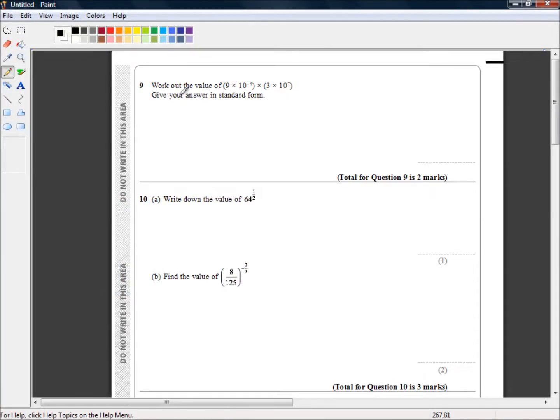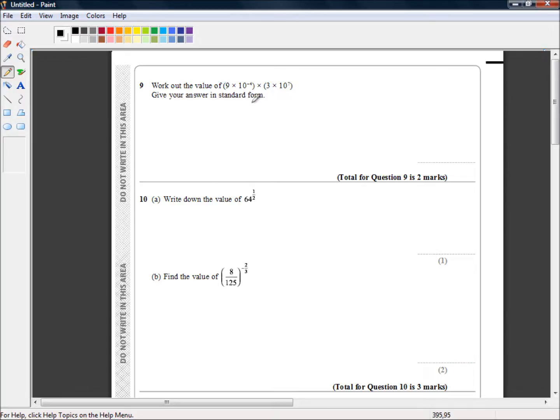These are the ones that go from grades 9 through to grade 1. This is paper 1 MA1/1H. It's the first paper in the higher tier. It's a non-calculator paper and we're picking up in question 9. Work out the value of 9 times 10 to the power negative 4 multiplied by 3 times 10 to the power 7. Give your answer in standard form.